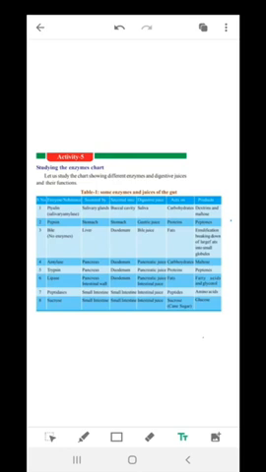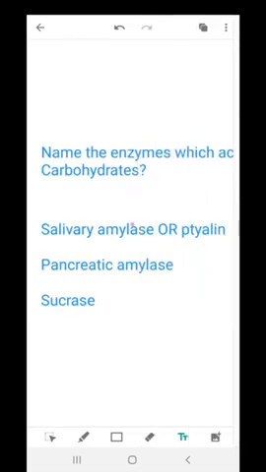Now let us answer the questions which are given in your textbook based on this chart. Name the enzymes which act on carbohydrates. As we discussed, salivary amylase or ptyalin, which is secreted by salivary glands. And then pancreatic amylase, sucrase. These are the three enzymes which act on carbohydrates.